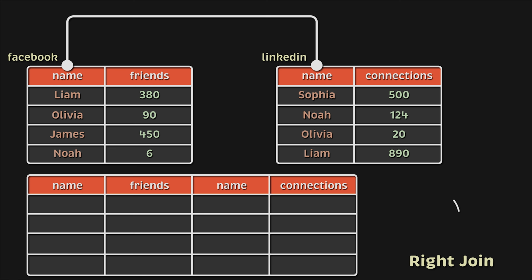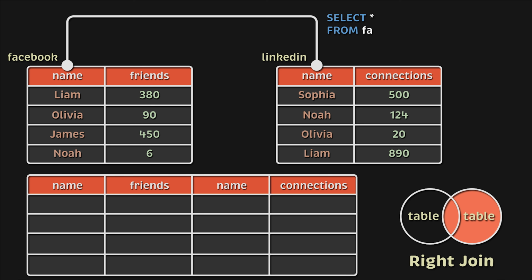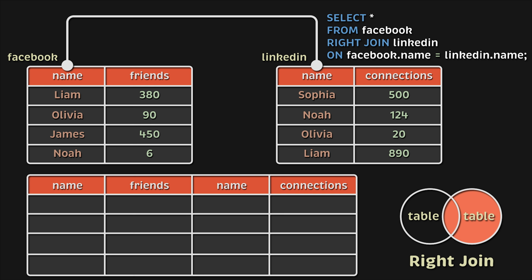Next is the right join, which is one of the rarest types of join in SQL. The reason for this is that any right join can be rewritten as a left join, which is more conventional. Right refers to the second table, or the table you will be joining. So in this case, it would be the LinkedIn table, since it comes after the Facebook table in the query. This could be rewritten as a left join and produce exactly the same results.